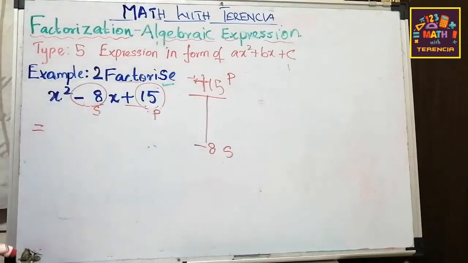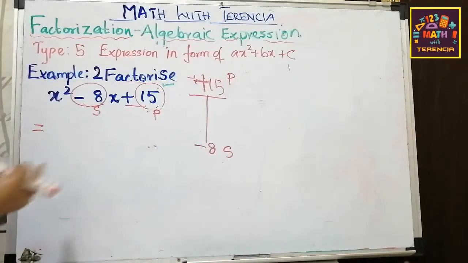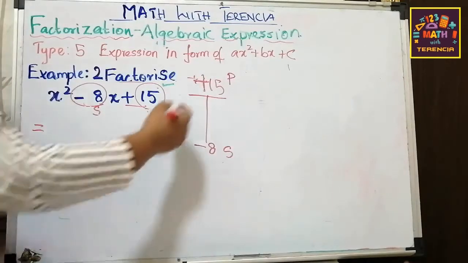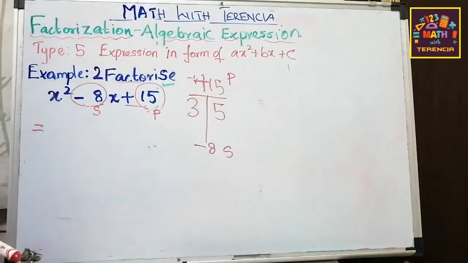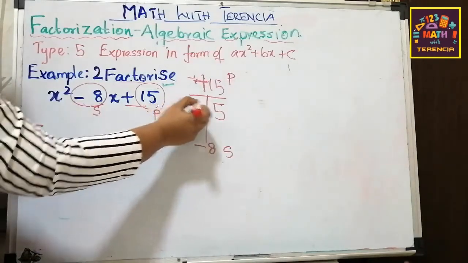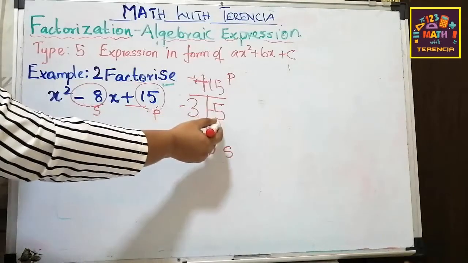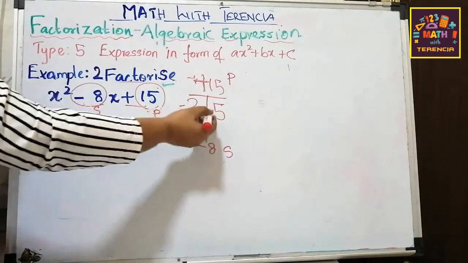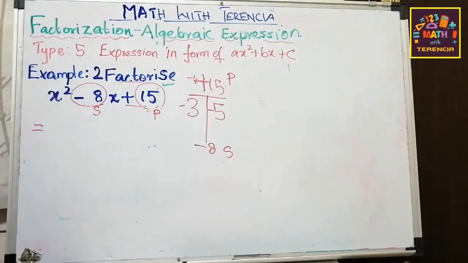So find the factors of 15. 1 times 15 will give 15. But when I add 1 and 15, I won't get minus 8 or 8. Next, 3 times 5. Yes, 3 times 5 will give 15. 3 plus 5 will give 8, but I want minus 8. In those cases, what I can do is put a minus sign in both. Because minus 3 into minus 5 is plus 15, as minus into minus is plus. And minus 3 plus minus 5 is minus 8.